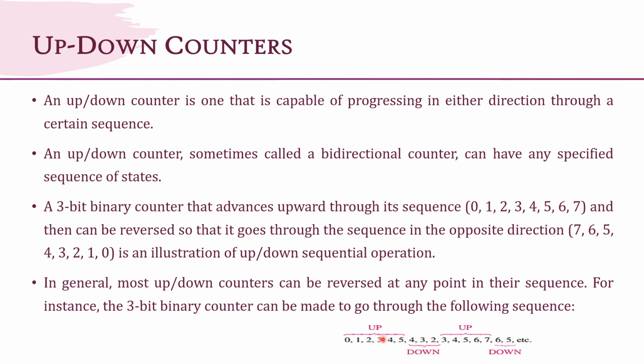For instance, the 3-bit up counter can be made to go through the following sequence. We can count up to 5, then count downwards like 5, 4, 3, 2. Again, we can go up 3, 4, 5, 6, 7. Then we can move down. That is, we can reverse the counting at any point in the sequence.